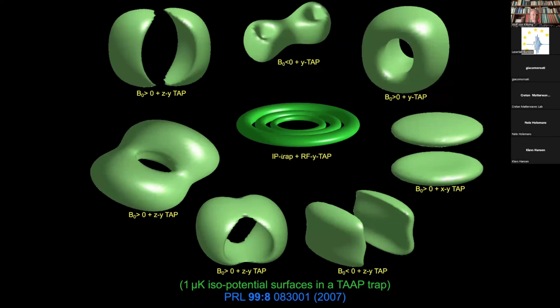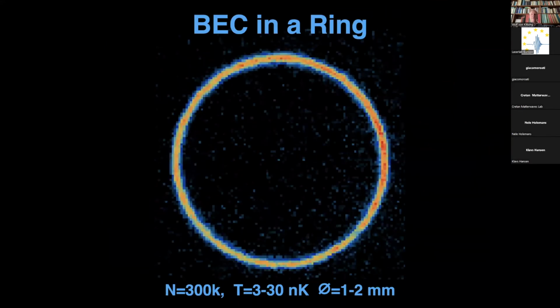But the most important thing is we can actually make it in reality. So this here is now an absorption image, a real shadow image of a BEC, a Bose-Einstein condensate, in a ring with 300,000 atoms in there at about 10 nanokelvin with a diameter of 2 millimeters.